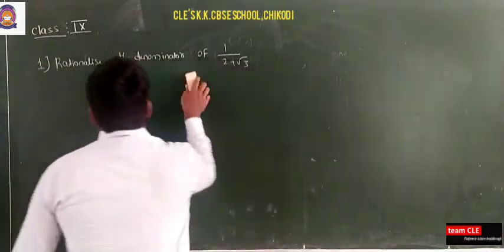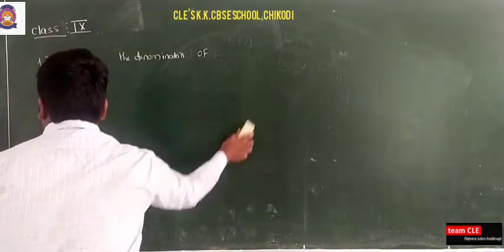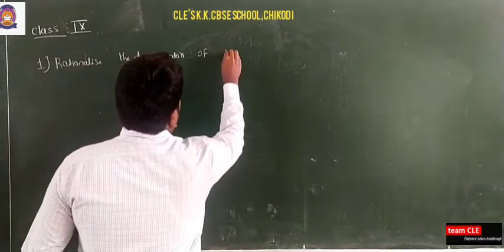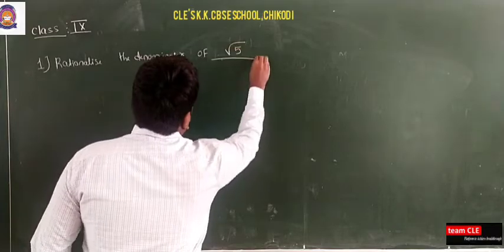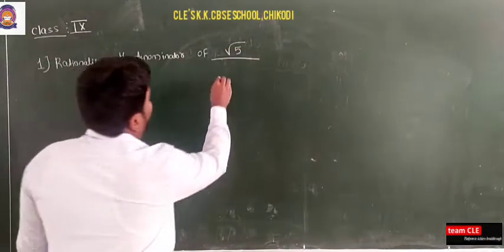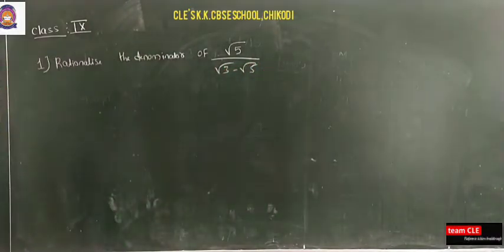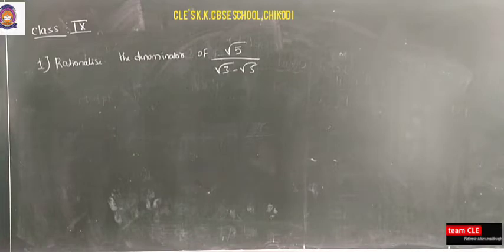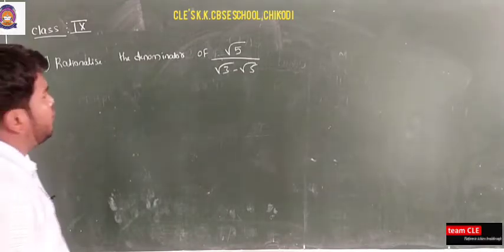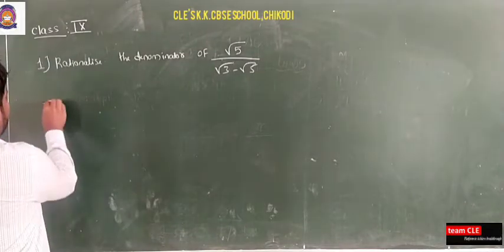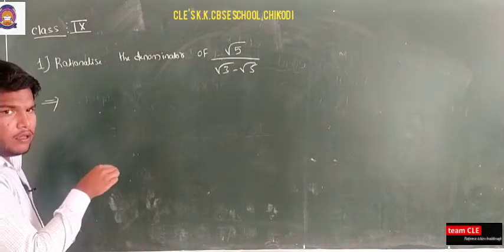So that is rationalize the denominator. I will choose the example from your textbook that I am solving: rationalize the denominator of root 5 over root 3 minus root 5. So this is the example. Okay, so see here, what is the first step you have to write?